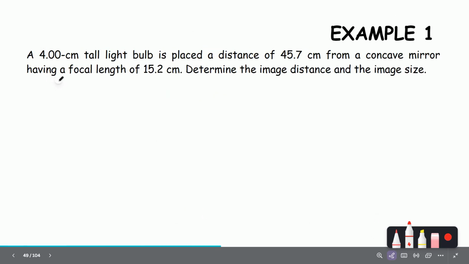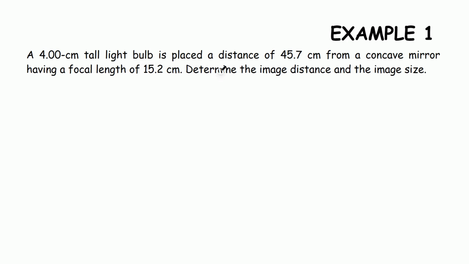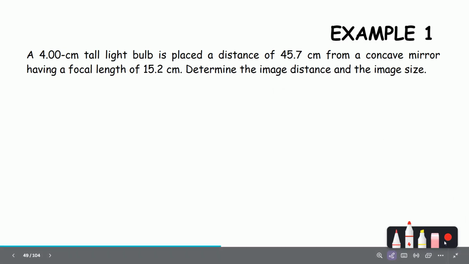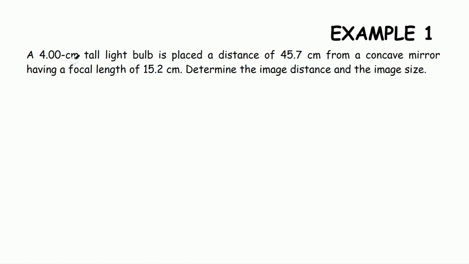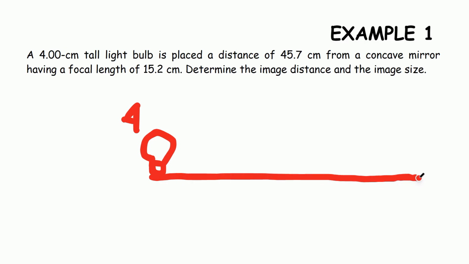So a 4 centimeter tall bulb is placed a distance of 45.7 centimeter from a concave mirror having a focal length of 15.2 centimeter. Determine the image distance and the image size. Okay, if you want, you can actually draw this. So a 4 centimeter tall bulb, that is our object. You can draw it like this, 4, and then it is placed at a distance of 45.67 centimeters from a concave mirror.